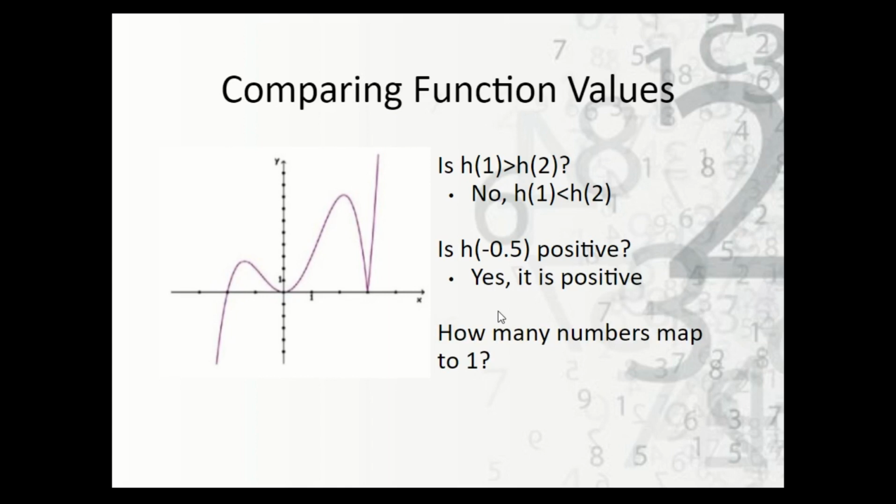Now, how many numbers map to 1? Well, remember when we say map to 1, that means that y is 1. So there's 1, 2 values there. There's 3, 4, 5 values that map to 1. So there are 5 numbers that map to 1. So these are the types of questions that you could see on your assignment today.